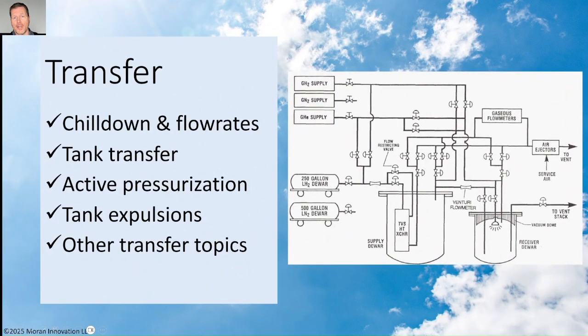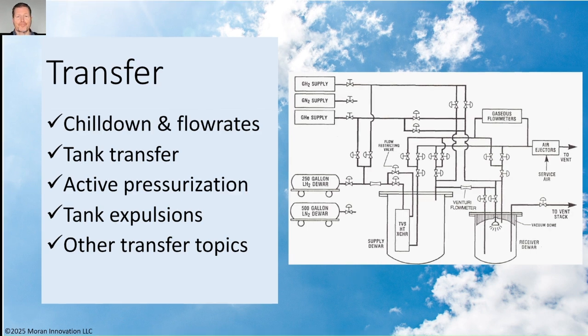Transfer is going to be discussed in terms of chill down and flow rates that are recommended to chill down the equipment before you do a liquid hydrogen transfer. And then we'll talk a little bit about the specifics of liquid hydrogen transfer and what are the parameters that come into play there. Active pressurization, the primary method of bringing up the pressure in a supply tank before you transfer, whether you're using a pump or not. And then tank expulsions, which is essentially draining a tank or feeding an engine or fuel cell. And then some other key transfer topics.